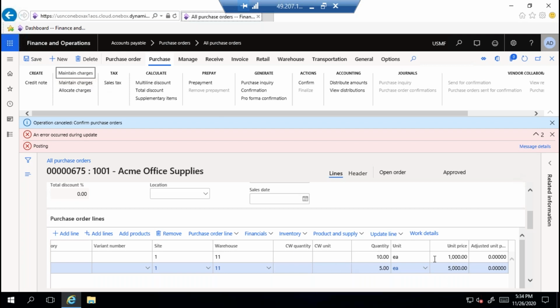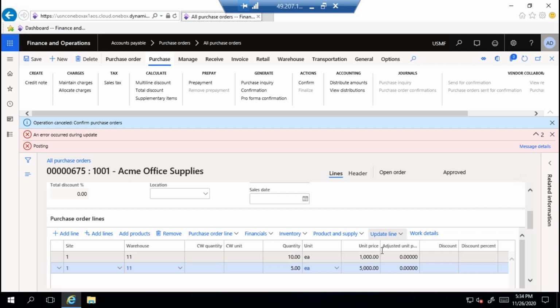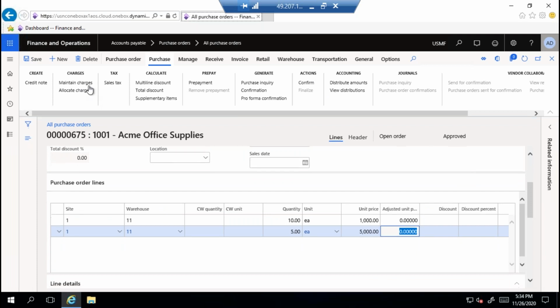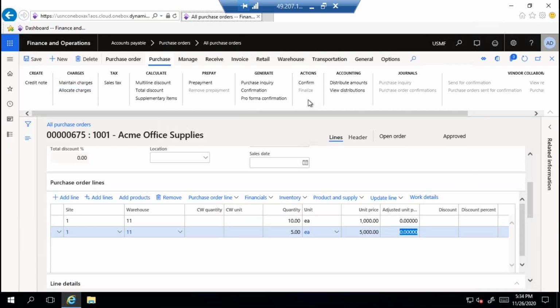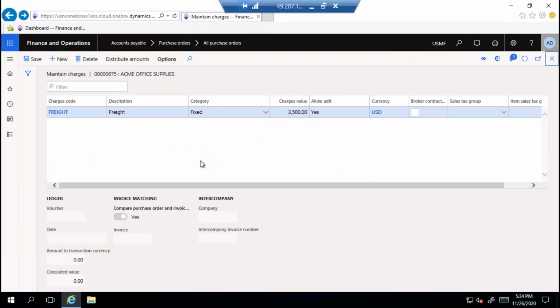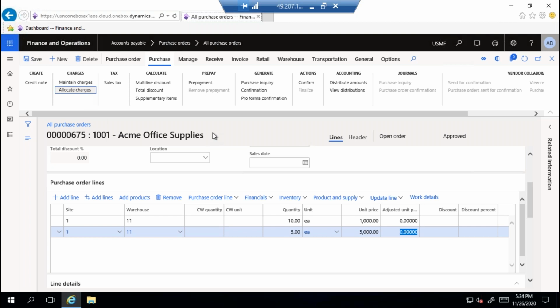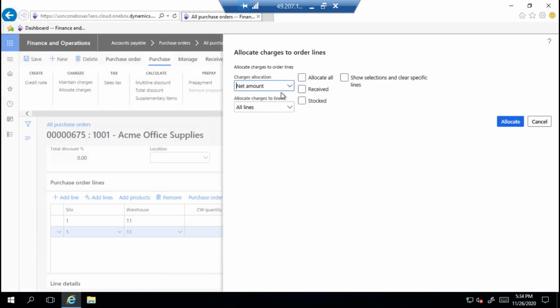That charge is applicable for both items. The system is confused about how much amount is for this item and how much for that item. That is the reason you cannot do confirmation. Then what do I need to do? I have entered the total amount of 3,500. Now I'm applying the allocation of charges method. Per line I'm applying. This is not the best practice, but it is easy. So I'm applying per line, allocate all, per line, click allocate.